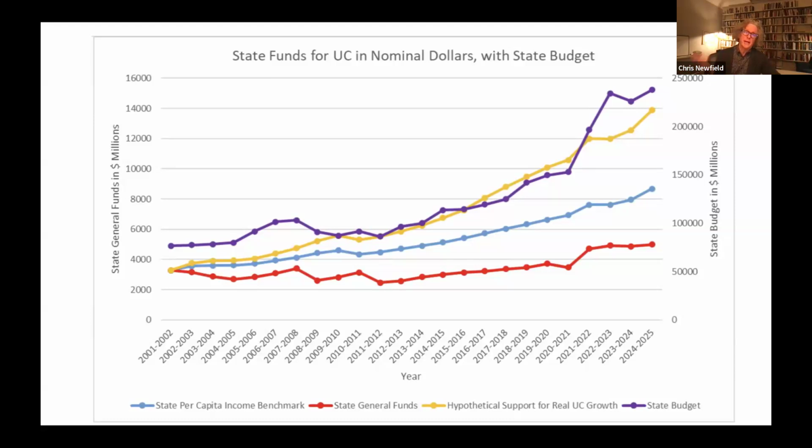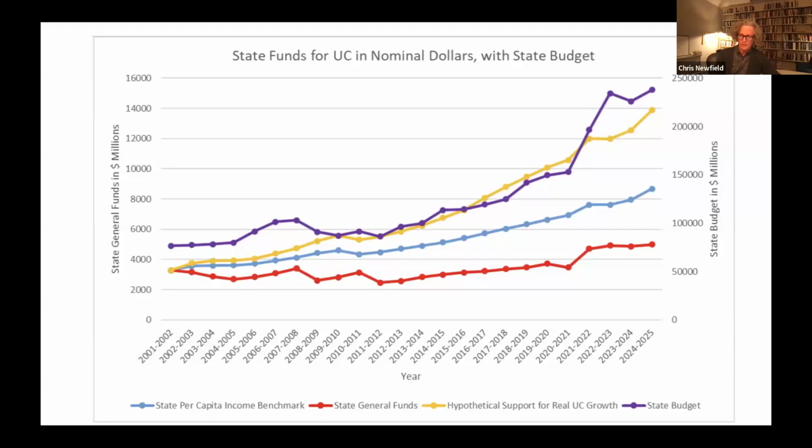The purple line is the actual state budget, which is pretty close to $250 billion in the coming year. And then the red line is what the state sees fit to actually give the University of California in terms of the general fund. And the point of this slide is just the disassociation between state resources and UC resources that come from the state.